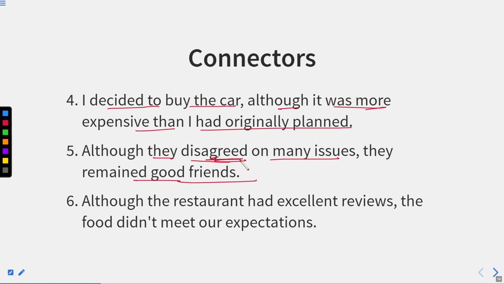Okay, so both the things are showing the contradiction, because the restaurant had excellent reviews, that its food and service are very good. Still, maybe it is possible there are some people whose requirements or expectations of the food did not match it.